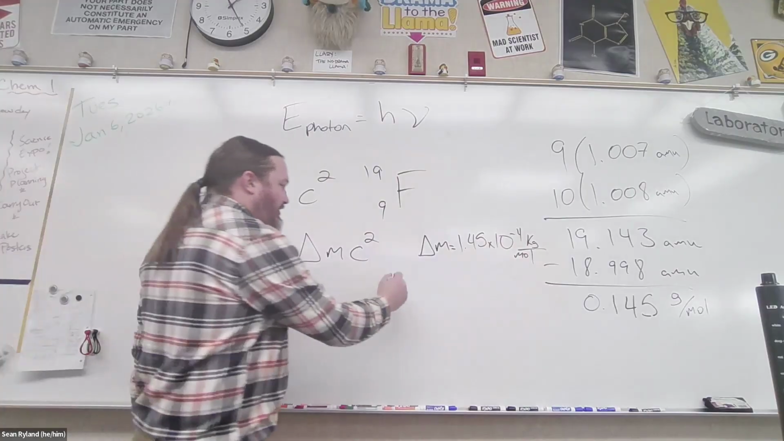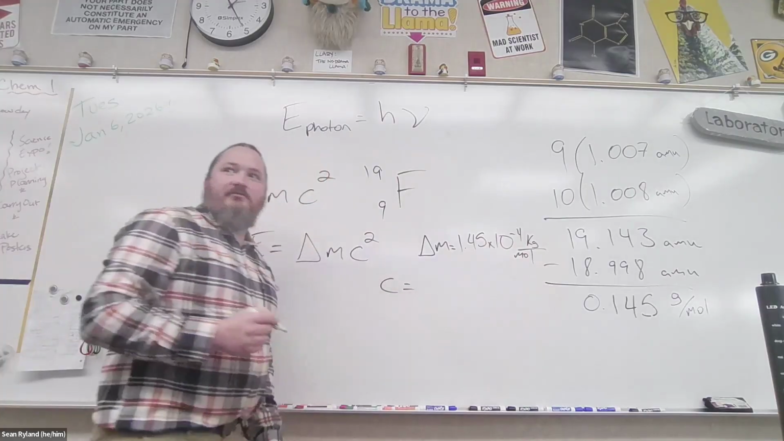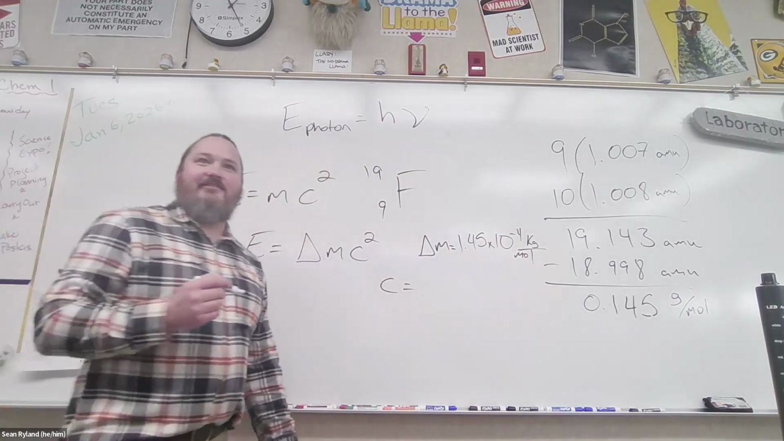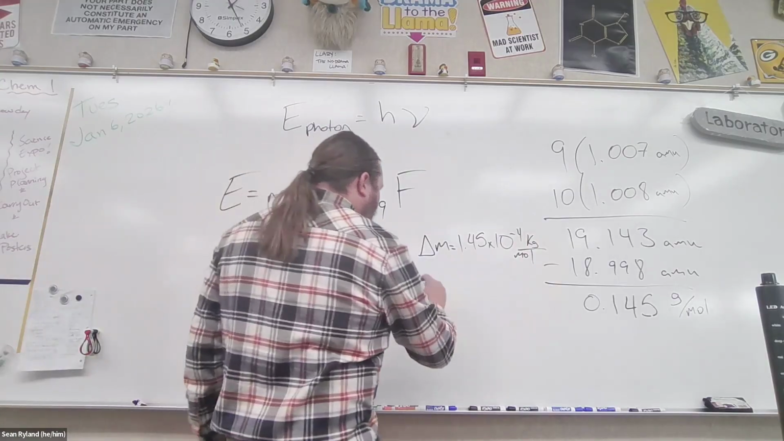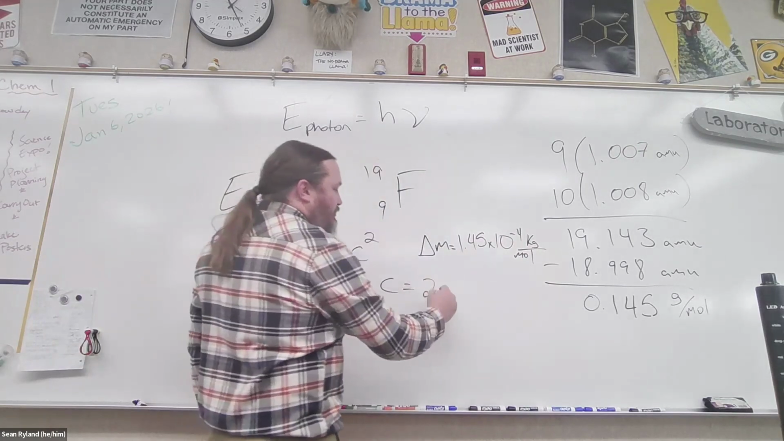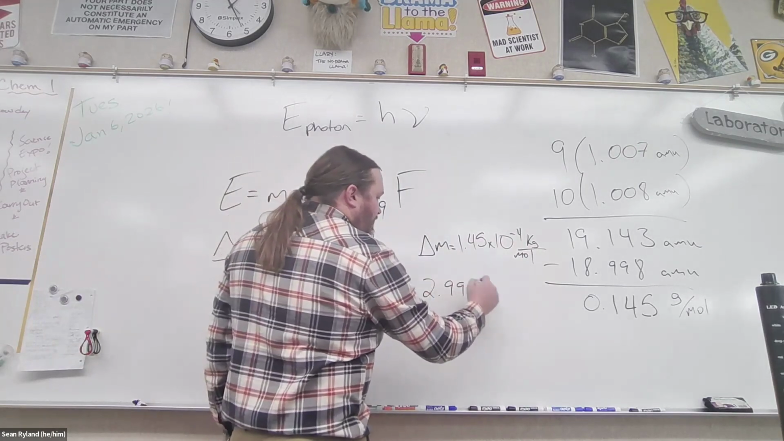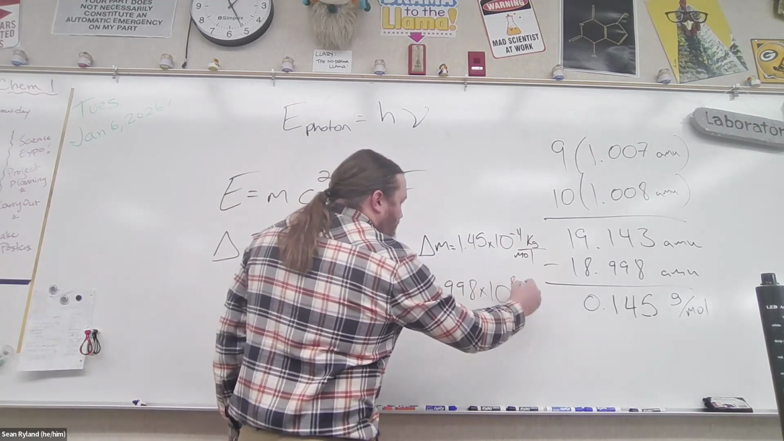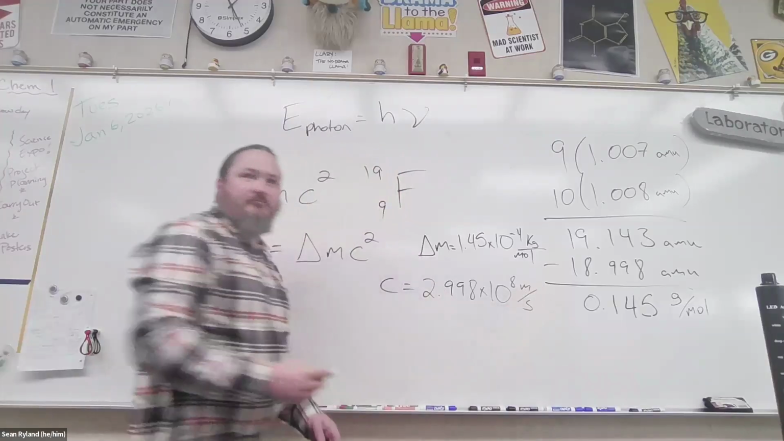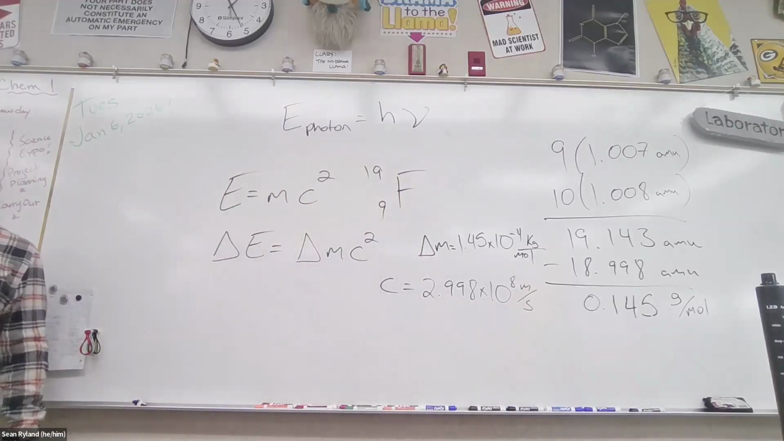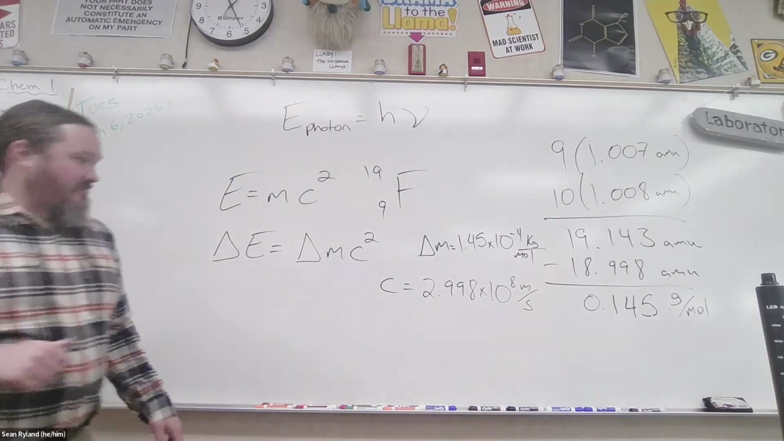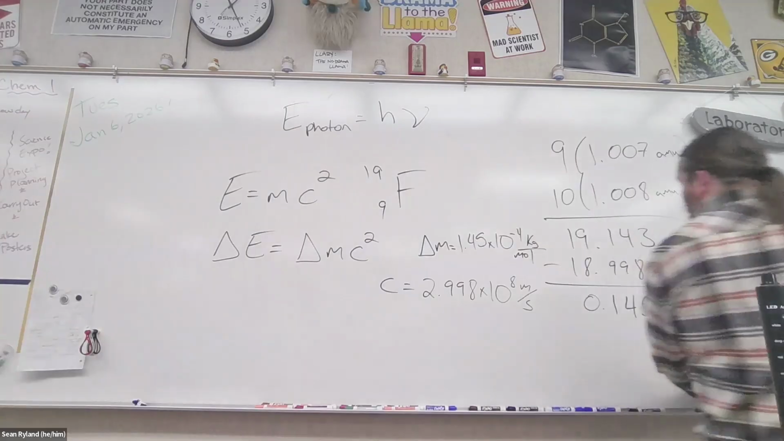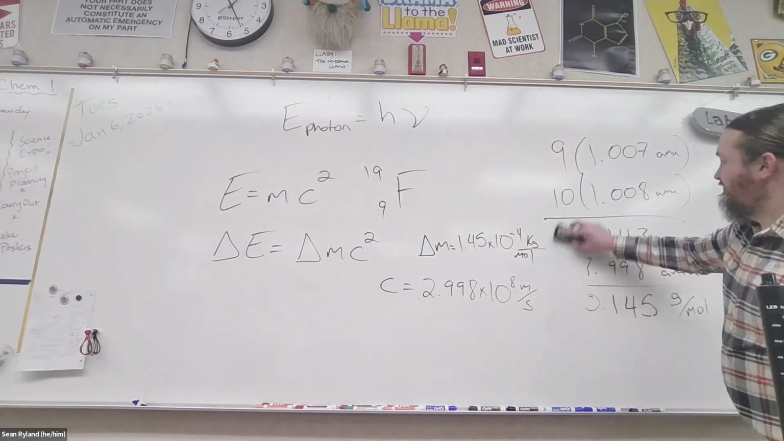Anybody know the speed of light off the top of their head? Close. It's really close to 3. It's 2.998 times 10 to the 8 meters per second. You might have been thinking of Planck's constant. Or guessing.